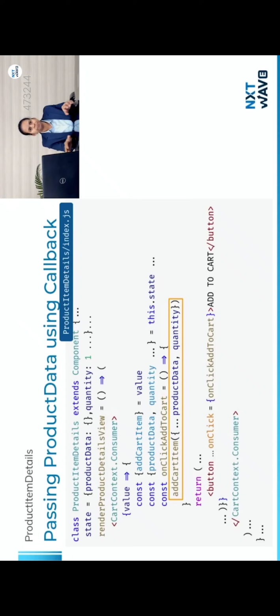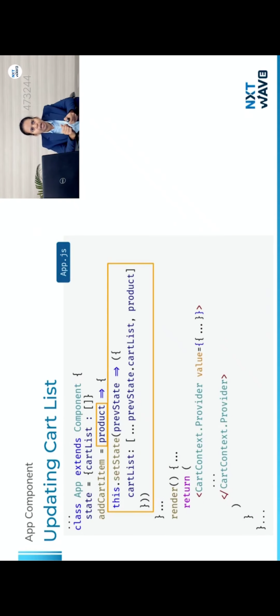So I want the product information to be passed to the add cart item so that we can update the cart list. So I'm passing that here. I'm expanding the product data and the updated quantity, and I'm passing this entire object to the add cart item method. Okay, clear? So now to this updation method, we are passing the product information, the product that has to be added into the cart list. Okay, clear? So we are done with these steps, right? So finally, what we have to do, so with that product information that has been passed to the add cart item, we have to update the cart list. We have to do that, right?